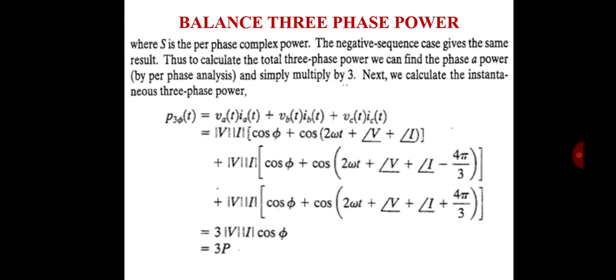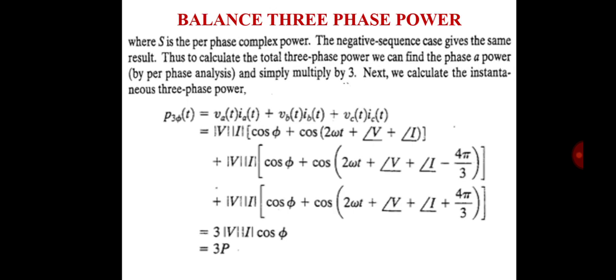Then we find the total complex power. Next, we calculate the instantaneous three-phase power. Now, P three-phase of t is equal to VA of t IA of t plus VB of t IB of t plus VC of t into IC of t.